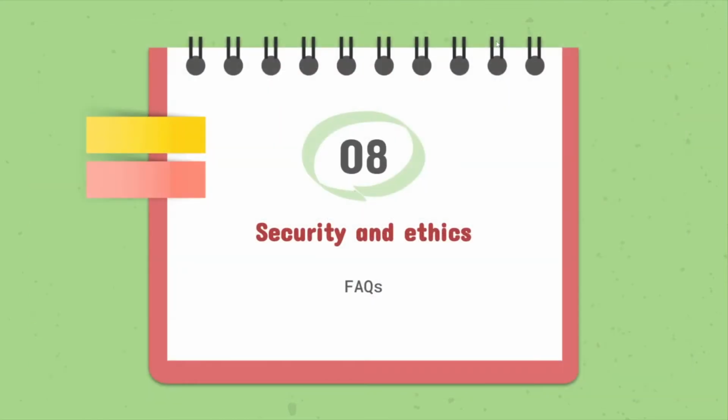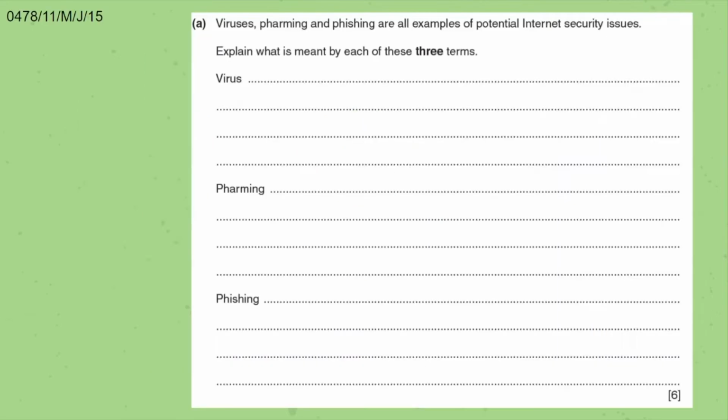The 8th chapter is Security and Ethics. If you haven't watched the chapter explanation for this chapter, click the card on your screen right now or check the description for the video link. There are a lot of frequently asked questions from chapter 8, so without any delay, let's jump on to the first FAQ. Viruses, pharming, and phishing are all examples of potential internet security issues.